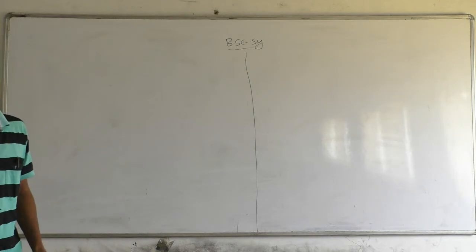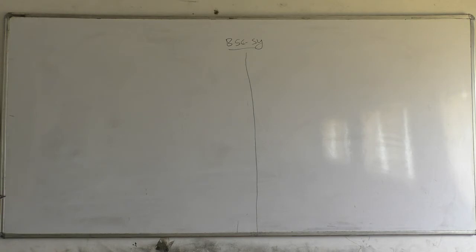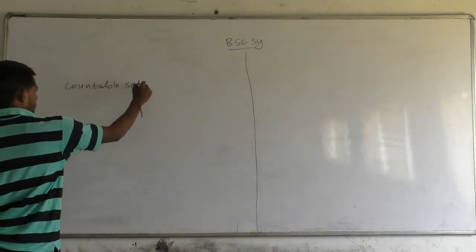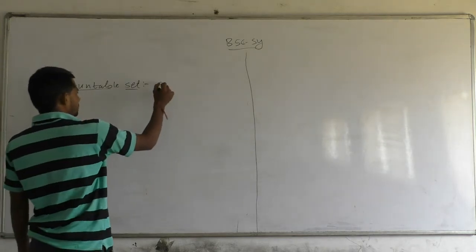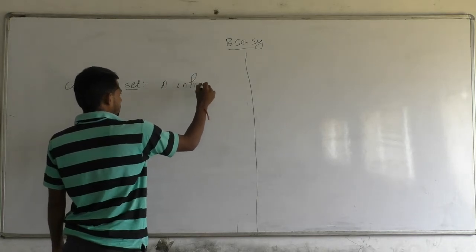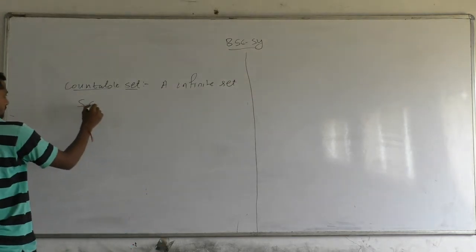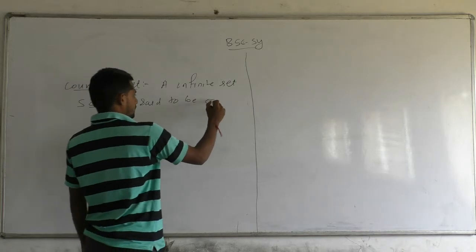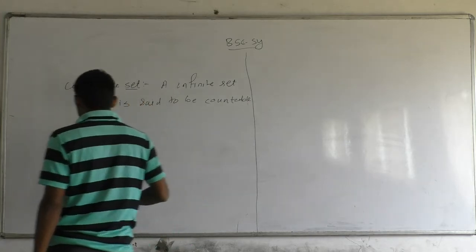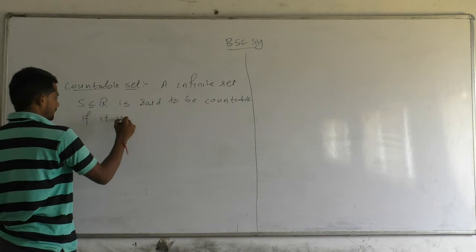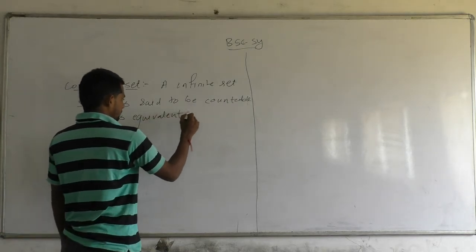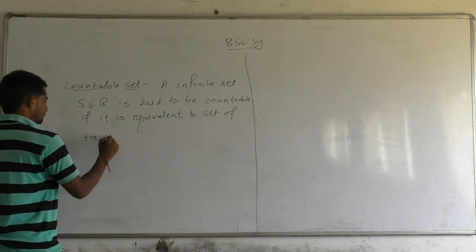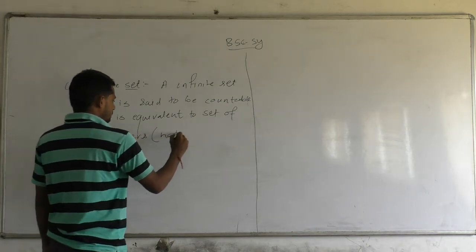Now, the definition of a countable set. Definition: an infinite set S, which is a subset of R, is said to be countable if it is equivalent to the set of natural numbers, that is, the set of positive integers.